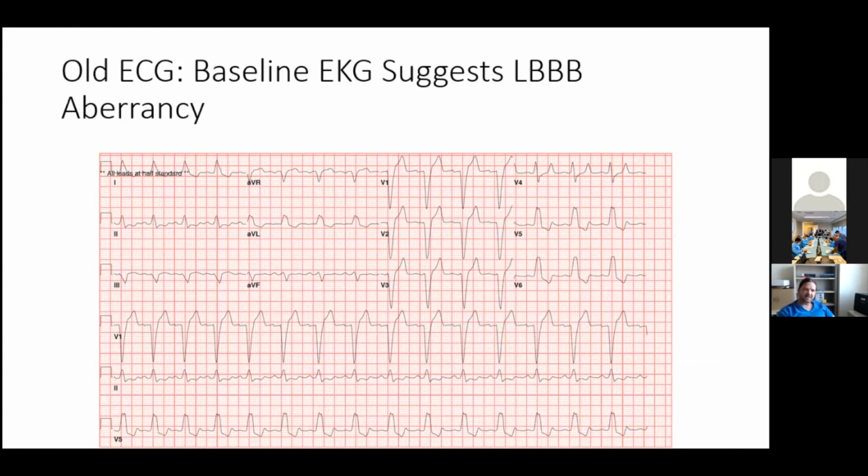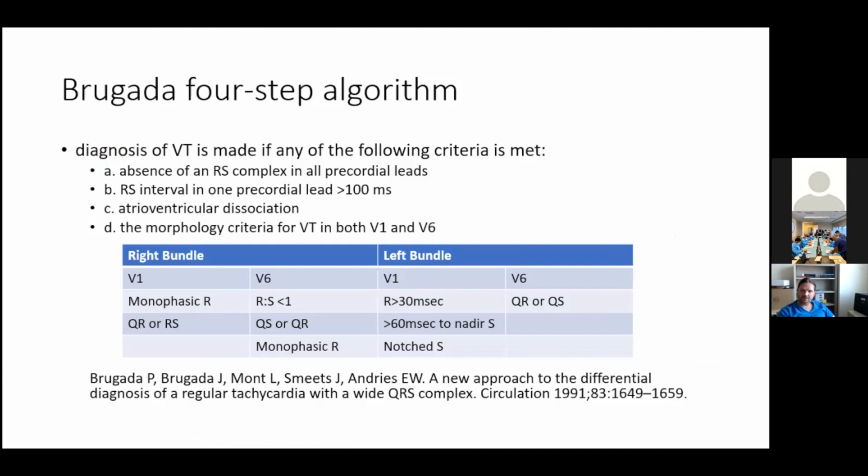But in other cases, the different algorithms we use can be very helpful. A commonly used one is the Brugada 4-step algorithm. We basically look for an absence of an RS complex in all the precordial leads, an RS interval in one lead that's over 100 milliseconds, AV dissociation, and then we use some morphology criteria.